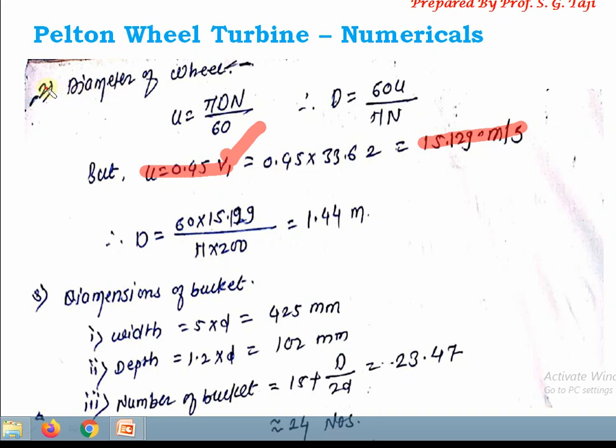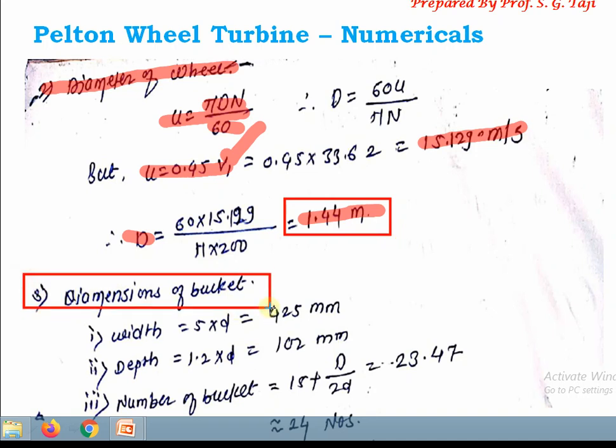Now they asked to calculate the diameter of the wheel. I can calculate the diameter of the wheel as I told you previously, while designing the Pelton wheel turbine. Use the relationship u is equal to pi dn upon 60. Just put the values of u and n here, and you will get the value of d. So the diameter of the wheel is coming out as 1.44 meter.